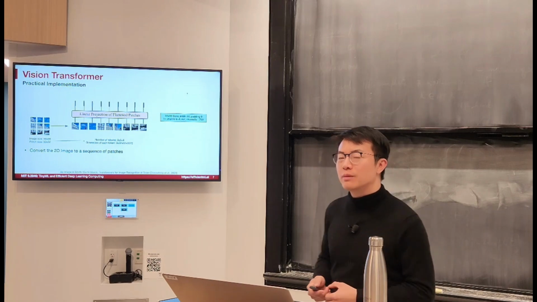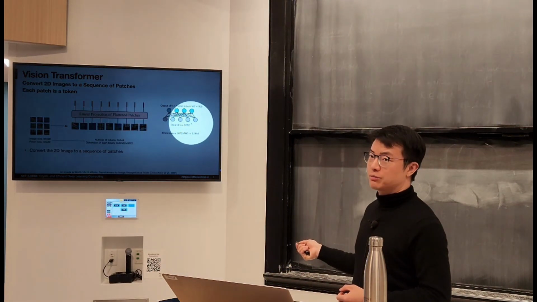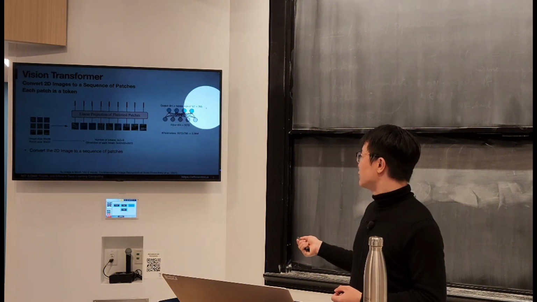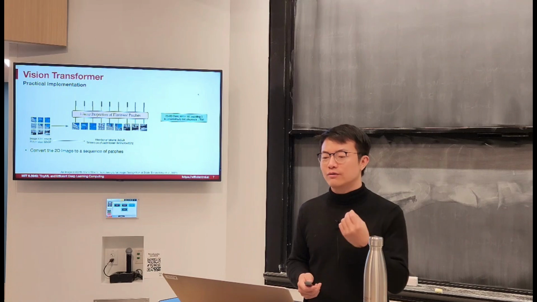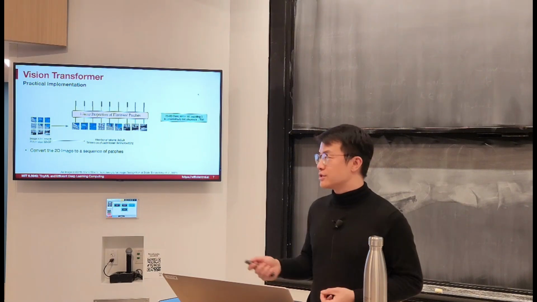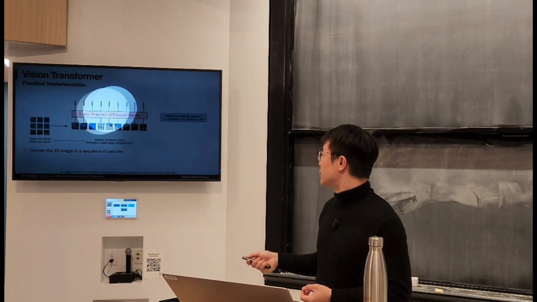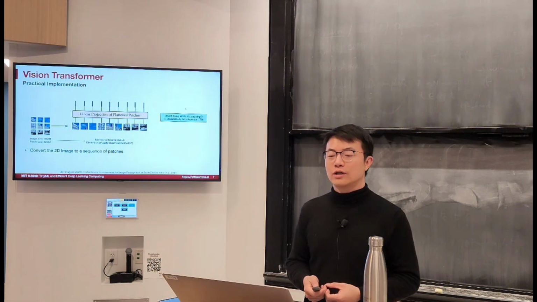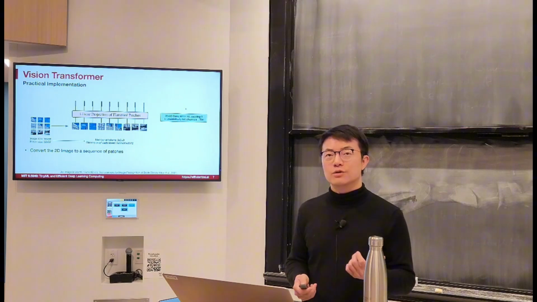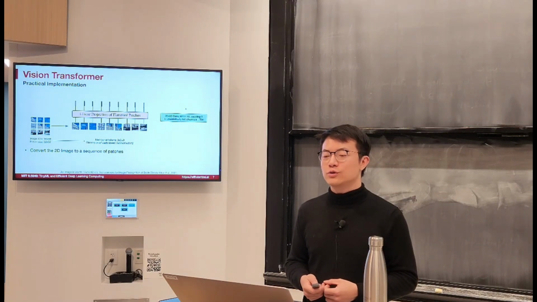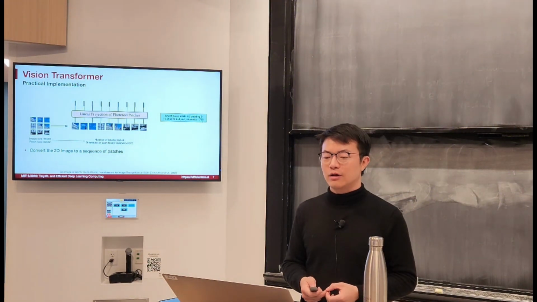What is the practical implementation of that? Rather than using an FC layer to project from 3072 to 768, we can just use a convolution. The kernel size is 32 by 32, which is the dimension of each patch, and the stride is 32 as well, with padding of 0. The input channel is 3, since we have 3 input channels, RGB, and the output channel is 768.